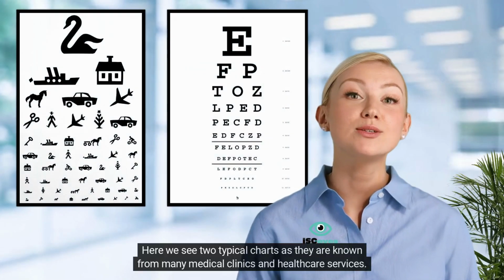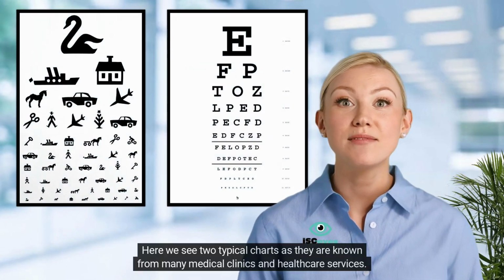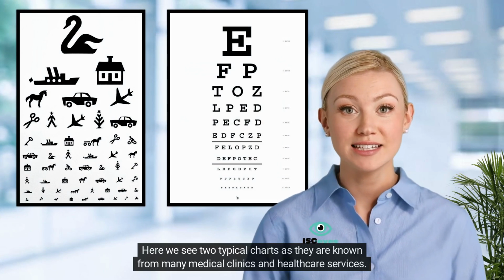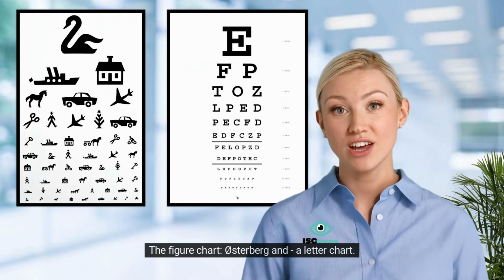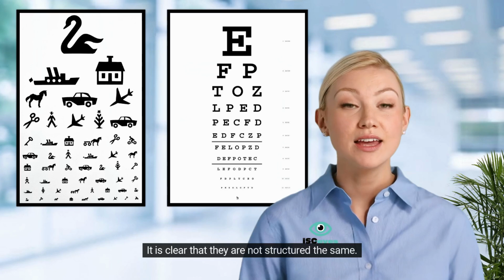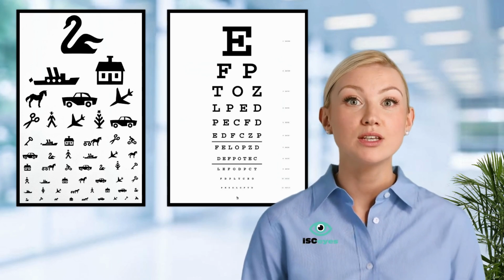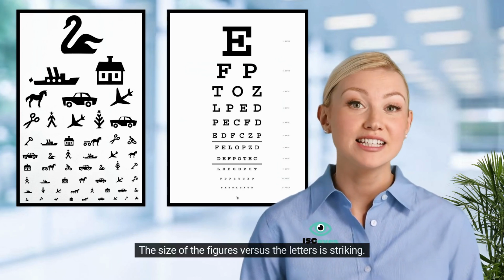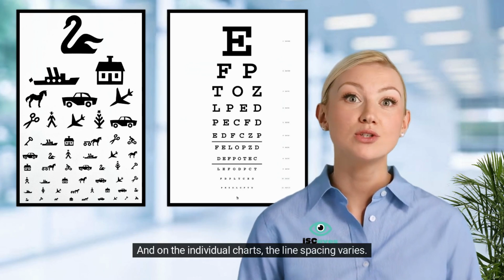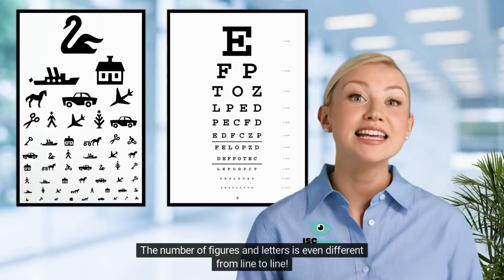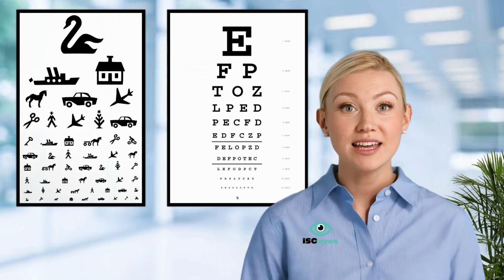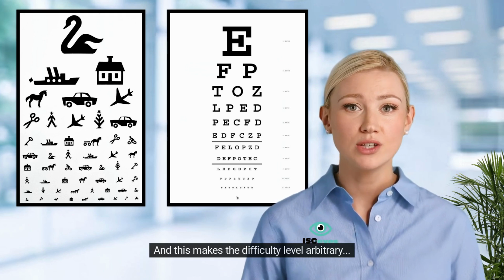Here we see 2 typical charts as they are known from many medical clinics and healthcare services. The figure chart, Osterberg and a letter chart. It is clear that they are not structured the same. The size of the figures versus the letters is striking. And on the individual charts, the line spacing varies. The number of figures and letters is even different from line to line. And this makes the difficulty level arbitrary.